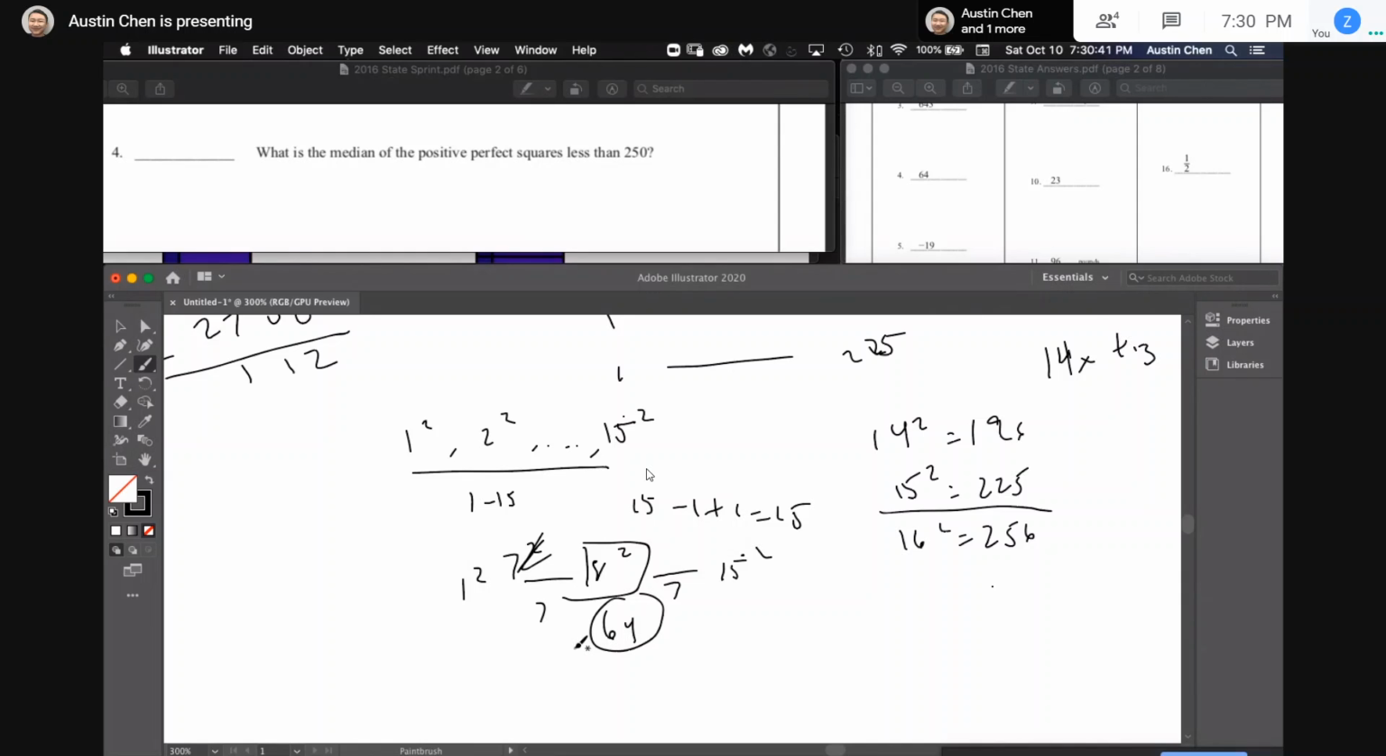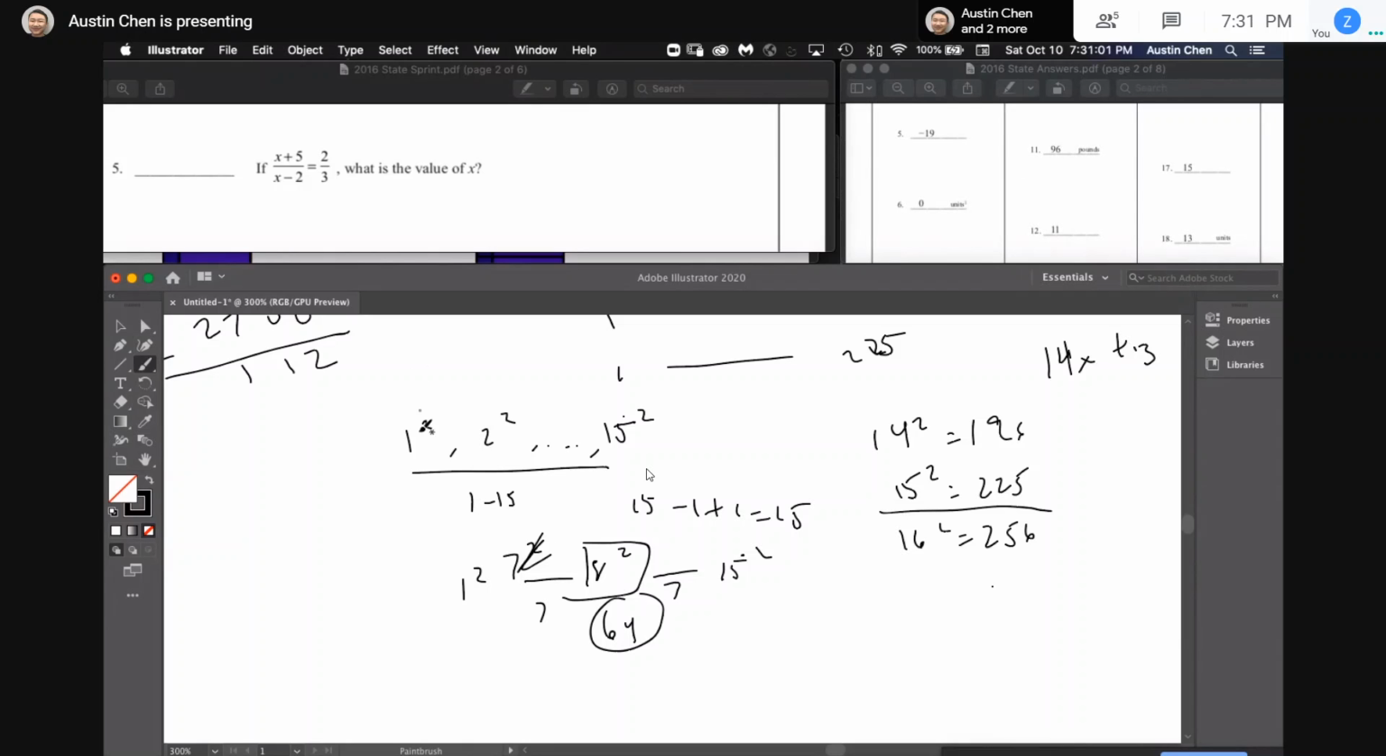That's your answer. Anything you want to say, Bill? Right. No, just be sure that you're doing the right thing when you're trying to find the median. Don't do what Austin did. Yeah, I mean, I figured it out though. Right.